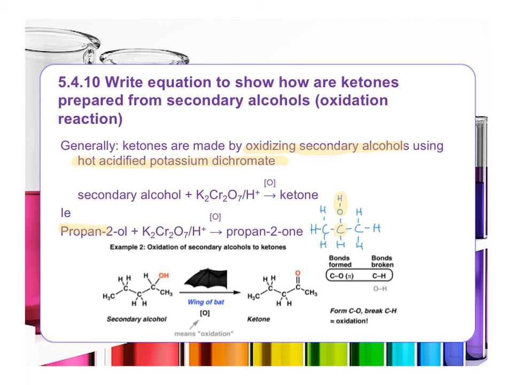And what we're going to be doing is we're going to be breaking the carbon-hydrogen bond on that carbon. We're going to be breaking the oxygen-hydrogen bond in the hydroxyl, and we're going to be forming another bond between the carbon and the oxygen. So our product has the same carbon base, which, just like we started with propan-2-ol, we are going to end up with propan-2-one, but this time -one because it is now a ketone.